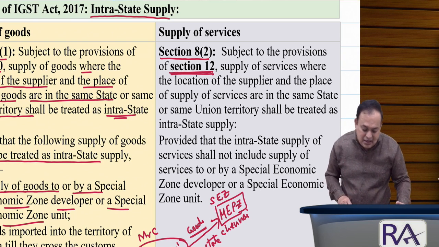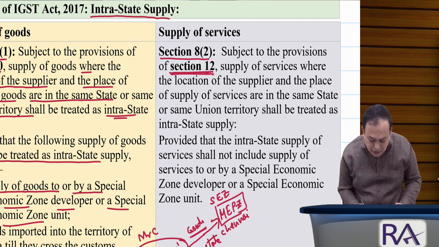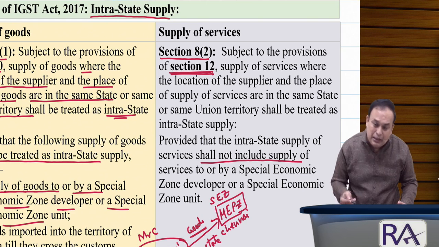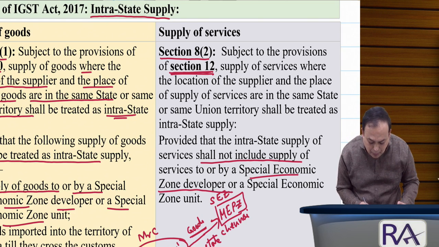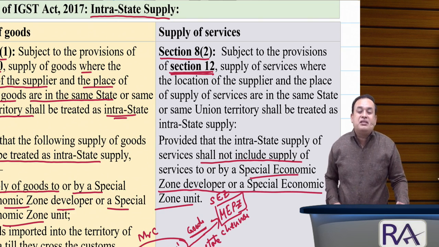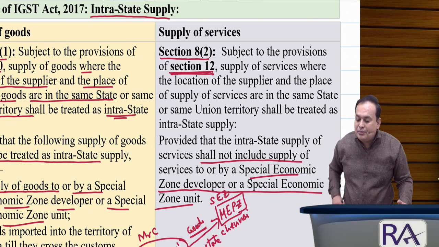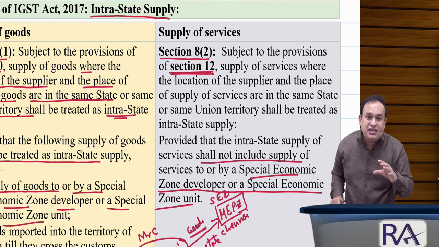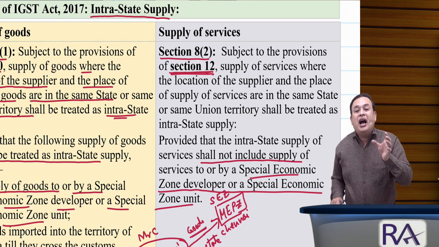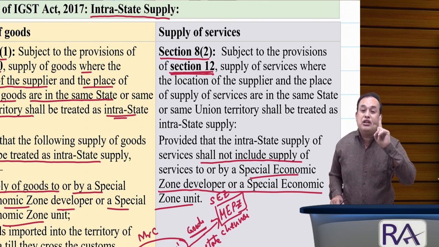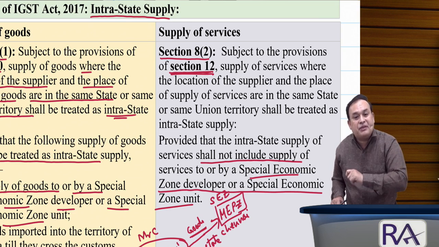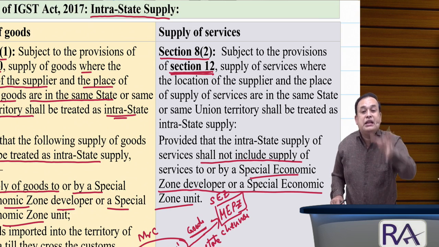But for kind consideration, the following shall not be treated as intrastate supply of services: where supplied to or supplied by a special economic zone developer or special economic zone unit cannot be treated as intrastate supply. Got the clarity, my dear, what I am saying? Intrastate supply: section 8 subsection 2 of IGST speaks, subject to section 12 of IGST, location of supplier of service and the place of supply of service in the same state, then it is intrastate supply.